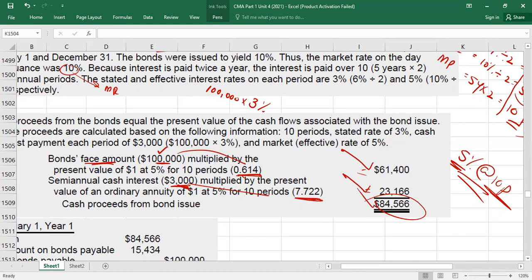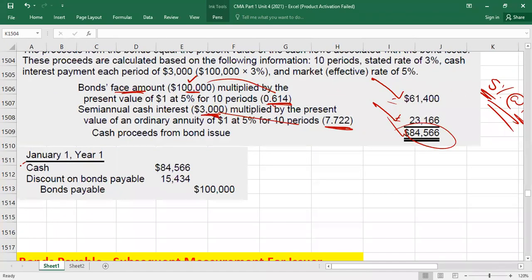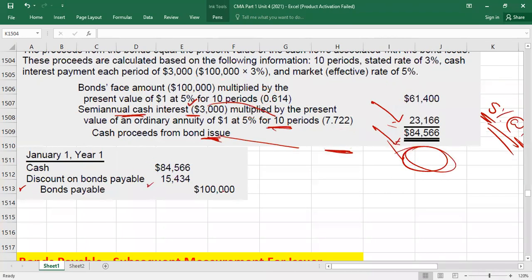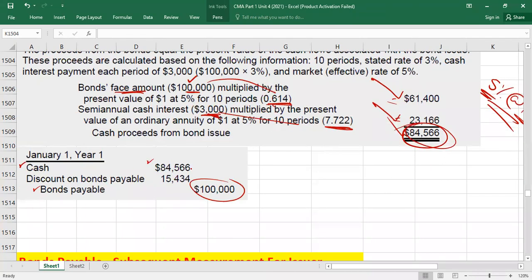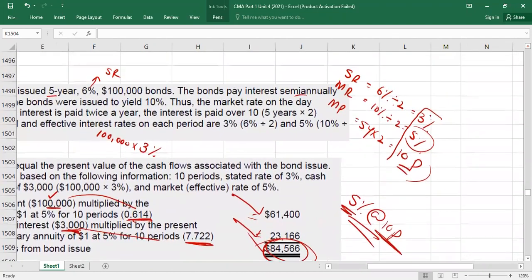Now pass the entry first. What will be the entry first? Debit will be cash, always with the present values. Credit will be bond payable, always with the face value. The difference is on the debit side, which is your discount. And this discount will be amortized. And don't forget the adjusted rates. What are the adjusted rates? Stated rate was 3%, effective rate is 5%, and periods are 10. Right? This data I will use to amortize.